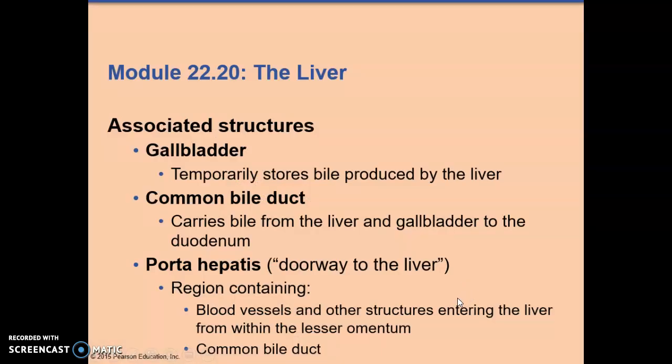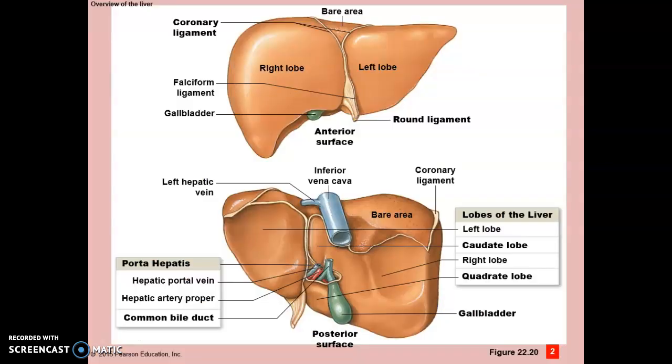Associated with the liver is the gallbladder that stores bile. The common bile duct carries bile from the liver and the gallbladder to the duodenum. The porta hepatis is the doorway to the liver, containing the blood vessels and the common bile duct. And there's the porta hepatis.